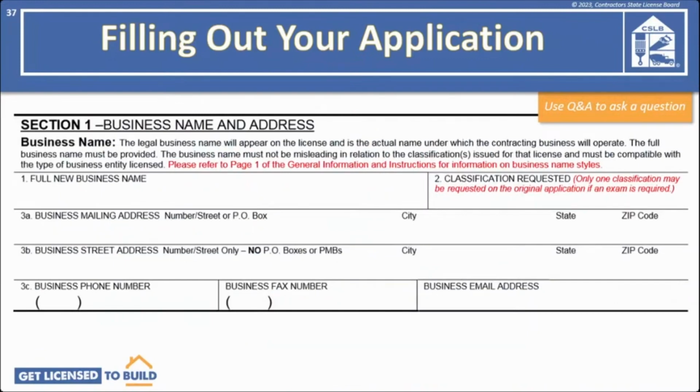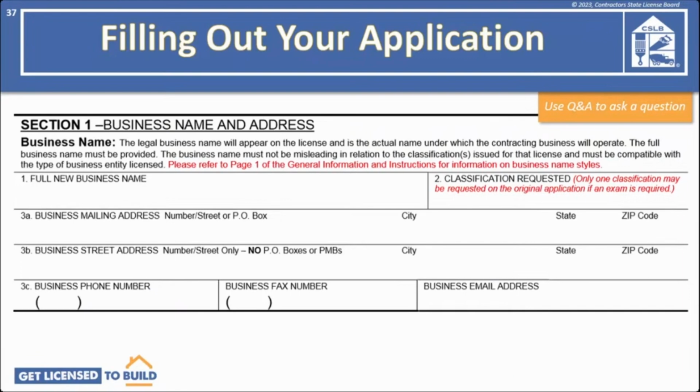Parts of the application, Section 1, business name and address. Now that we have gone through the information you'll need to include, here's a closer look at the application so that you can see where the information goes. Section 1 is where you list your business name. Remember, when selecting a business name, make sure the name that you have selected is compatible with the classification and the entity that you are applying for and is not misleading. If your business is a corporation or LLC, you will need to make sure that the name you provide in this section matches exactly the way the business name is registered with the California Secretary of State's office.